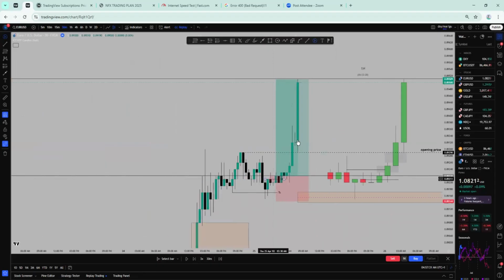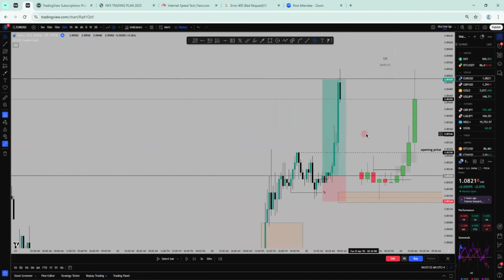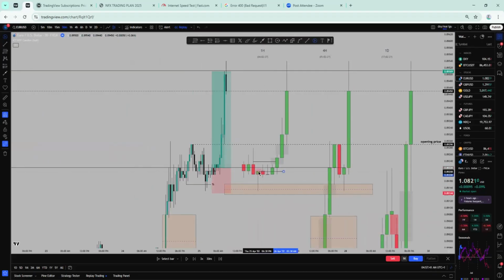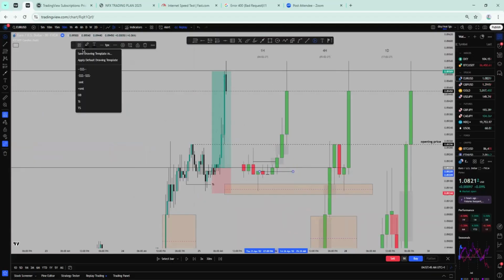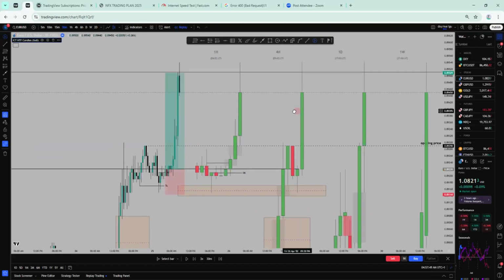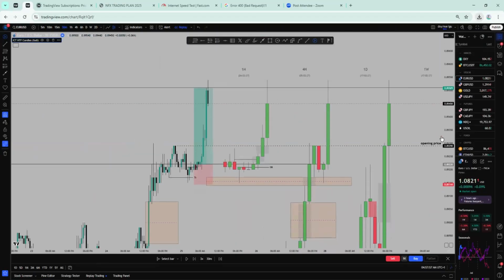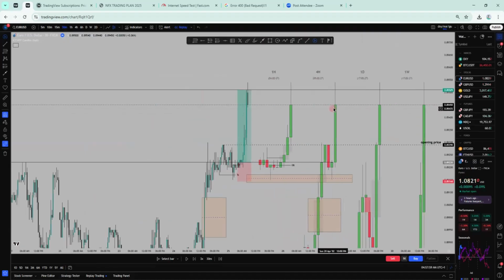All right, so that was a very good setup. You can see the reaction on the 4-hour key level and then the confirmation that we had on the 1 hour. So multiple confirmations as well. Daily was massively bullish, as you saw as well. So that was a good setup. Now we move on. Let's see what happens next.